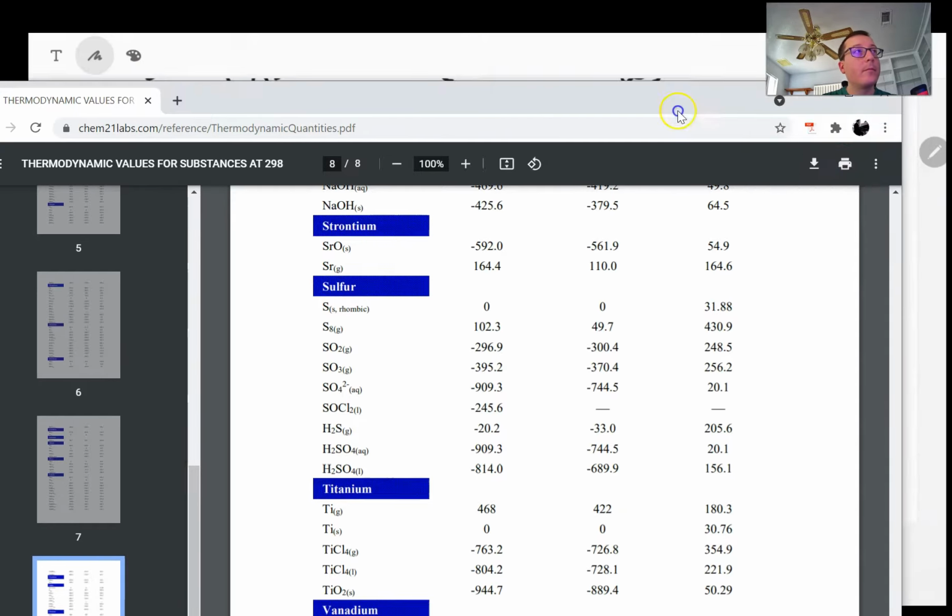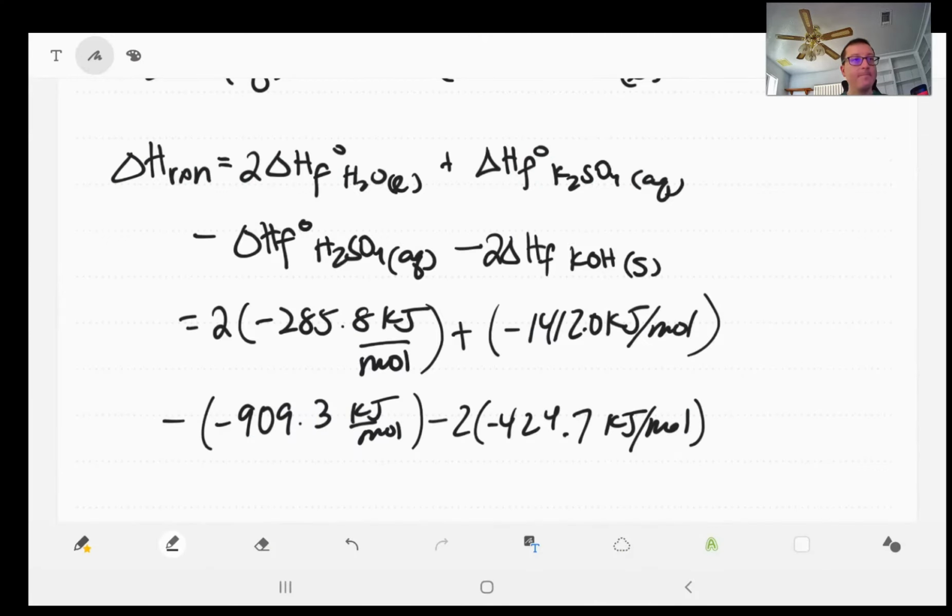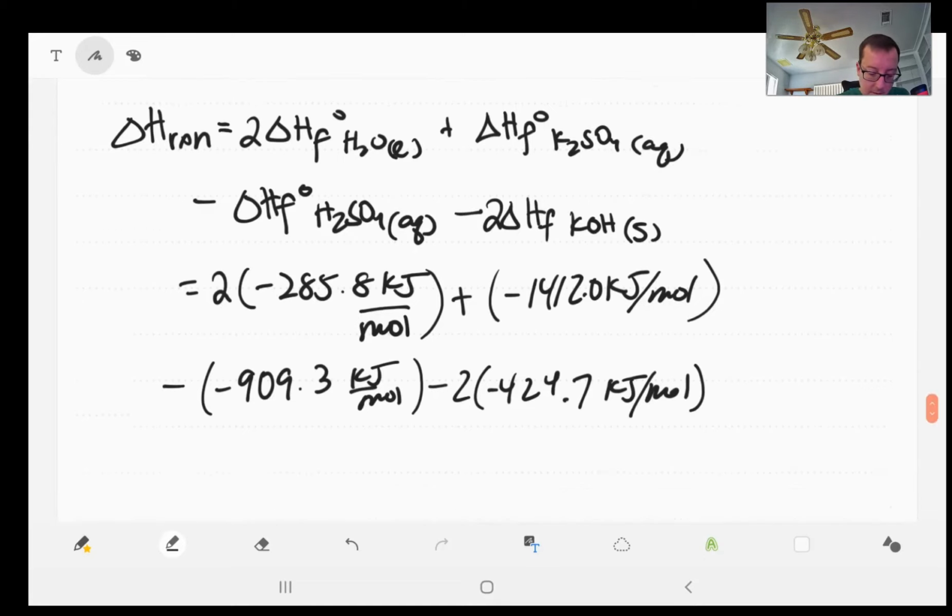All right. Here we go. We have the numbers. So, the hardest thing on this is dealing with the positives and negatives. So, just make sure you got all those right. So, 2 times negative 285.8 plus, or rather minus, 1412 plus 909.3 plus 2 times 424.7. Overall, we get negative 224.9 kilojoules per mole for our reaction.